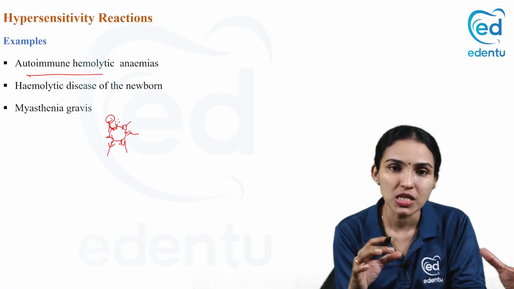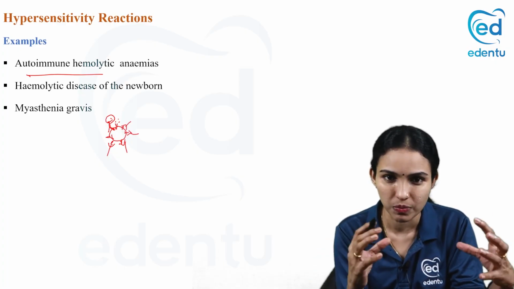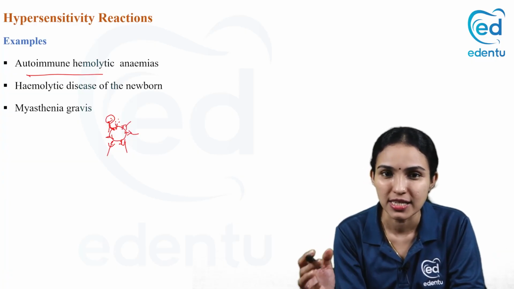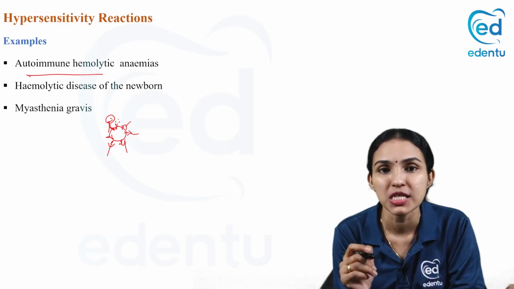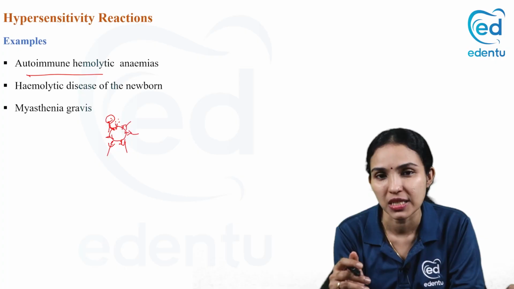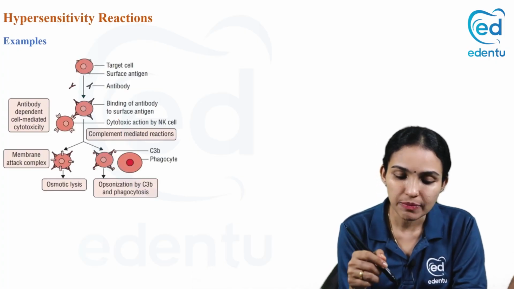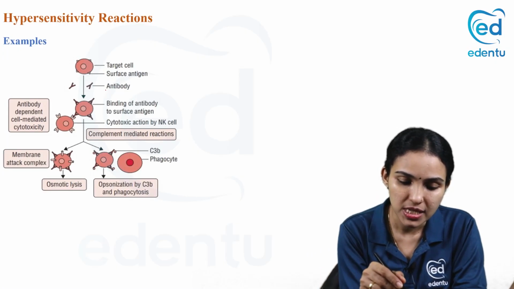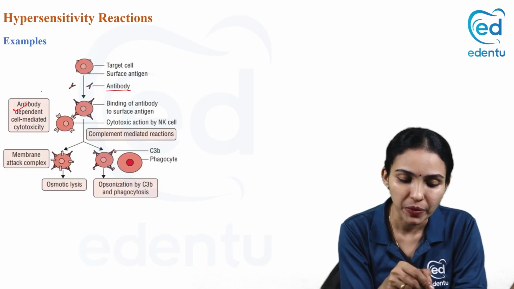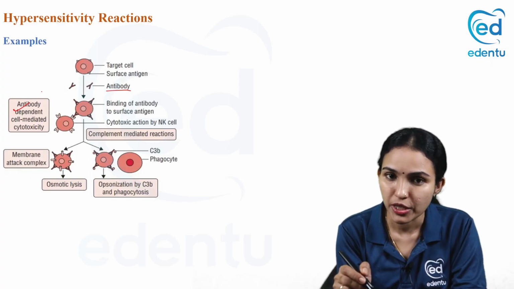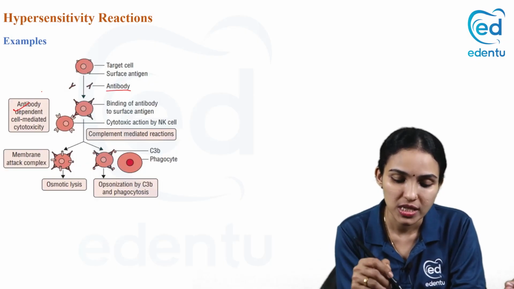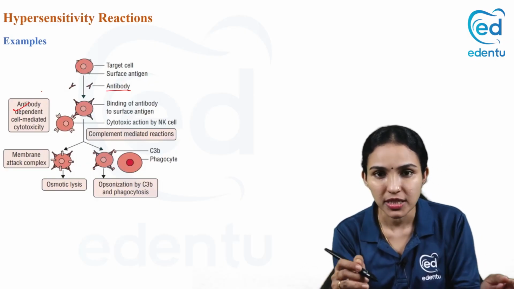So as a consequence of this antigen antibody binding taking place on the cell surface, ultimately there is cell lysis or damage to that particular cell. That leads to type 2 hypersensitivity. The best examples are autoimmune hemolytic anemia and hemolytic disease of the newborn, which is because of the Rh incompatibility that takes place. The same thing has been depicted in this figure. You can see this is the RBC. The antibodies bind to the RBCs, which in turn lead to antibody-dependent cell-mediated cytotoxicity, which can be due to the natural killer cells or the complement. However, the final consequence is the RBC will get lysed. So this is what happens in type 2 hypersensitivity.